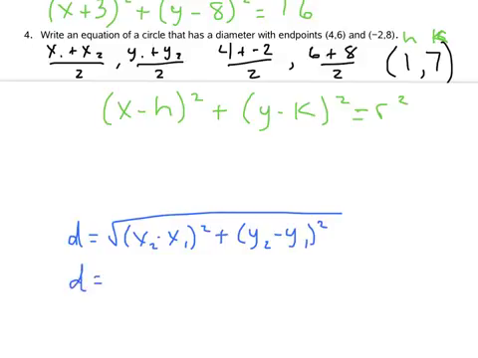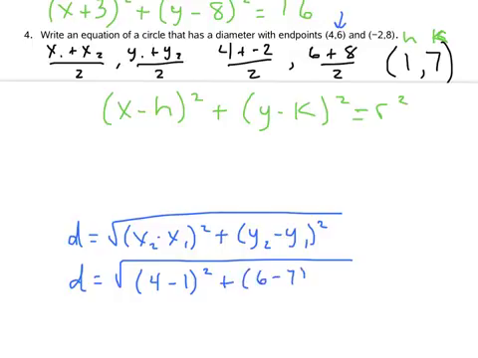Alright, so I'm going to find the distance between the center of my circle and a point on my circle. So I'm going to just pick one of these 2 points. I'll pick this one. It's 2 nice positive numbers. So it'll be 4 minus 1 squared plus 6 minus 7 quantity squared. Alright, so to find the distance, I'm taking 4 minus 1, which is 3, squared would give me 9, plus 6 minus 7 is negative 1, squared would be positive 1. So this would be the square root of 10.